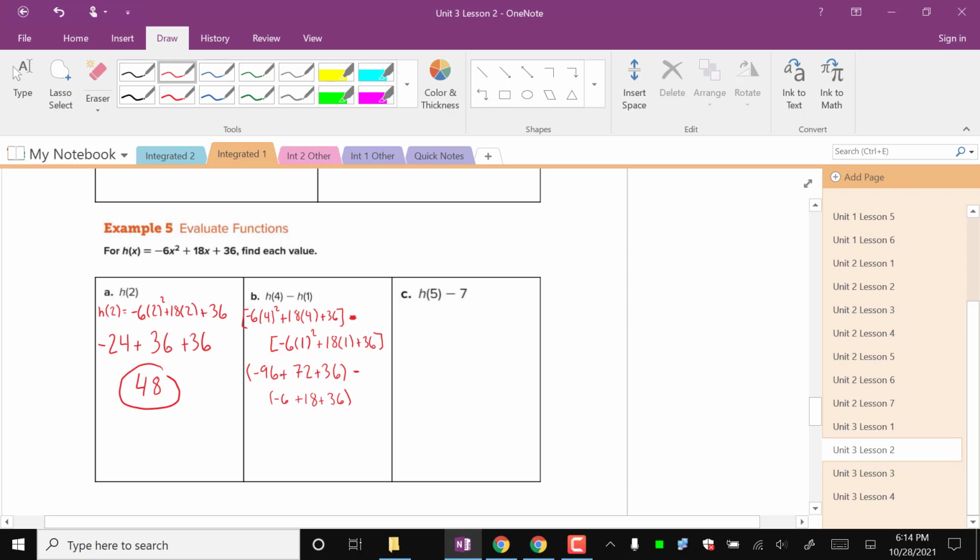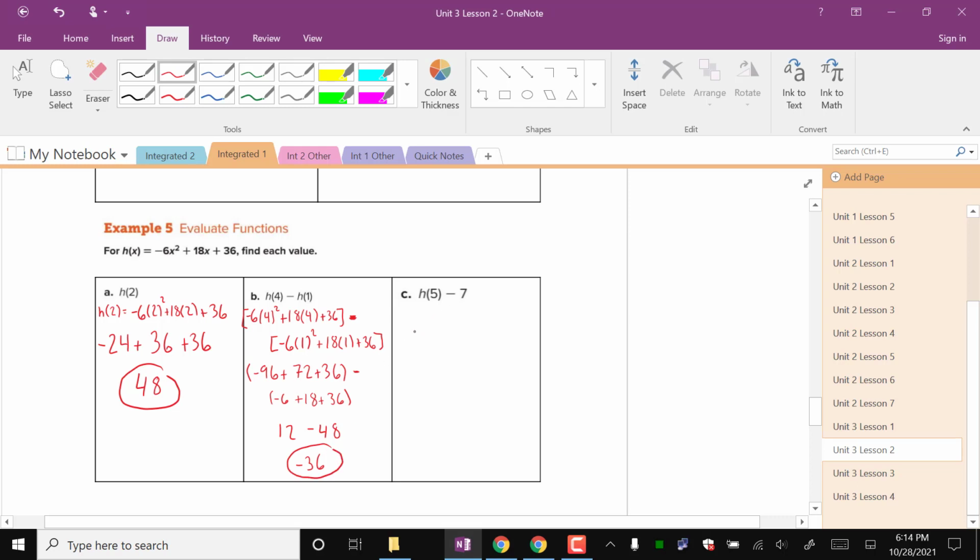So add all this up. Negative 96 plus 72 plus 36 gives me 12. Add all this up. Negative 6 plus 18 plus 36 is 48. Subtract those two, we get negative 36.